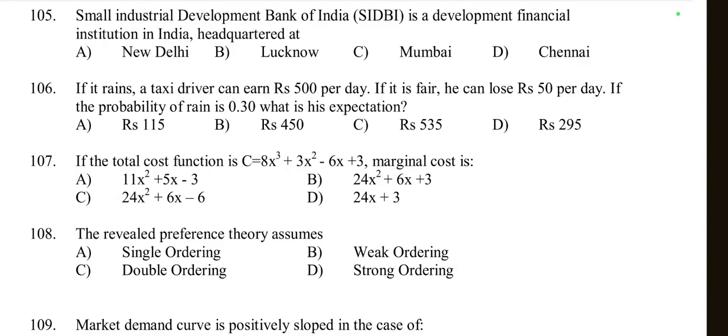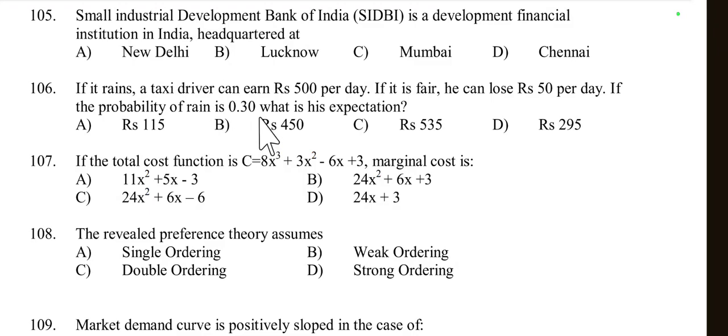First, to calculate the expected earning of the taxi driver, first we take if it rains. If it rains, then the driver earns how many rupees? 500. So if it is fair, then he loses 50. So the probability of rain is 0.30.